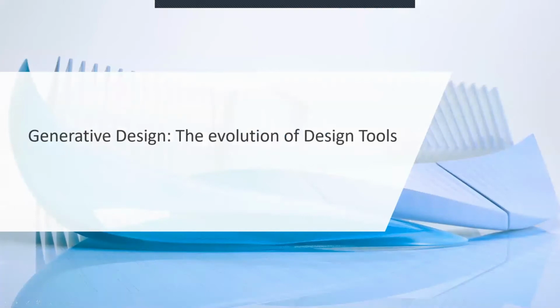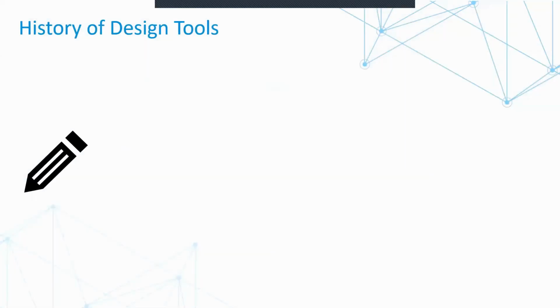So to carry on, I guess we can't have a talk about generative design without understanding where it comes from. I think it's a new term in the industry, or relatively new. A lot of people have heard of it, but haven't really seen what it's capable of or where it fits in. So for me, it's always quite an easy way of seeing where this tool sits by looking at the history of design tools.